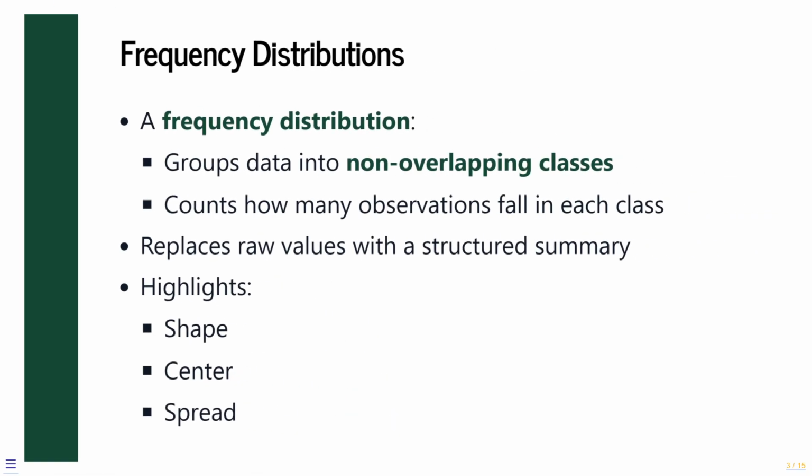A frequency distribution for quantitative data is a table that organizes numerical values into a set of non-overlapping intervals, called classes, and records how many observations fall into each class. Instead of examining individual data points one by one, a frequency distribution provides a structured summary that reveals the overall pattern of the data.